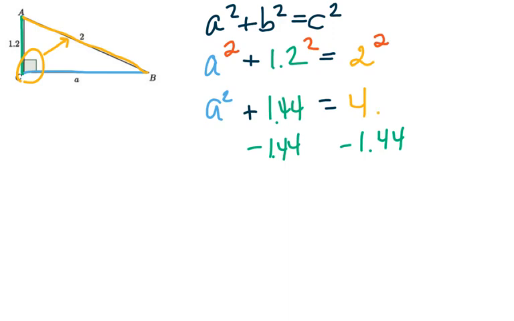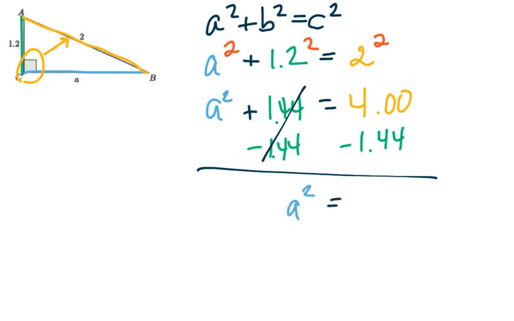It might be helpful to rewrite this as 4.00, so I can keep everything lined up. From here, I'm going to be left with a squared equal to, and when I subtract 1.44 from 4.00, I'm left with 2.56. So this is helpful because I can rewrite both of these as a perfect square.